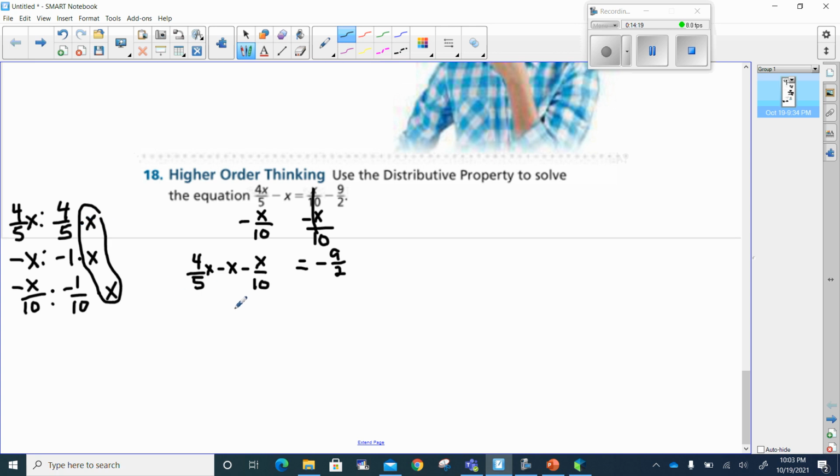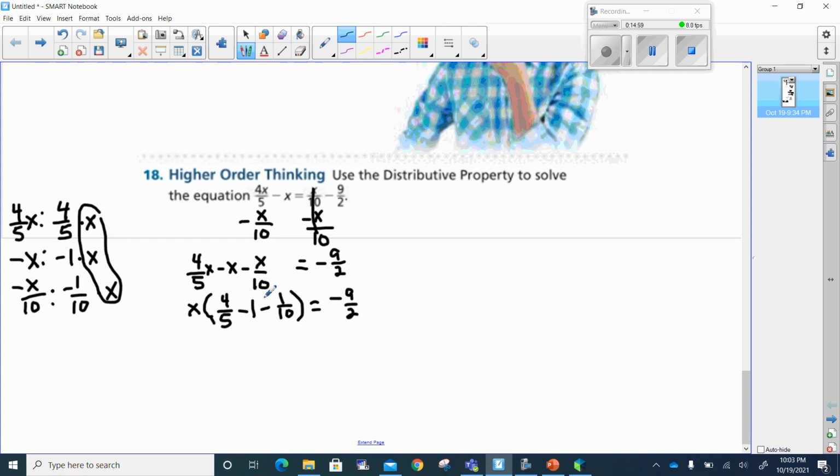That's our greatest common factor. So we're going to take x out of here, and we're factoring it into, let's see what's left over here, 4 over 5 times negative 1, or minus 1, I should say, minus 1 over 10. Now we've just used distributive property by factoring things out. That's all going to be equal to negative 9 over 2.